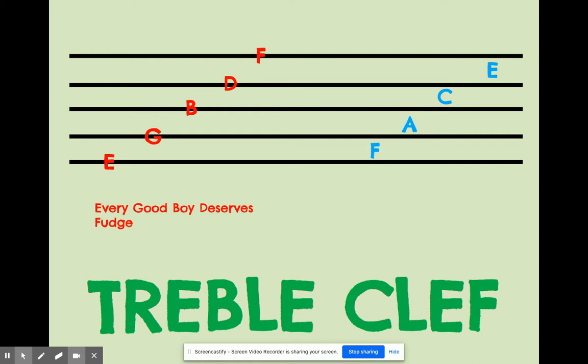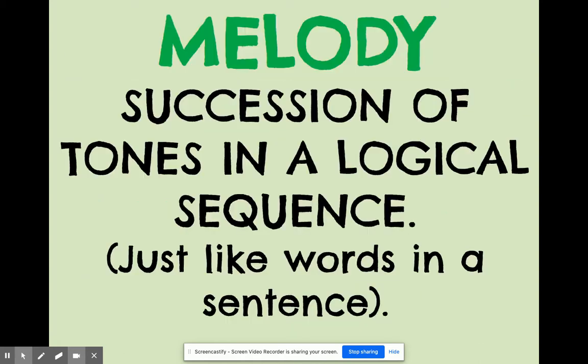The way you can remember that, I'm sure y'all remember this from elementary school, is the notes on the lines are every good boy deserves fudge, and face in the space. Okay, so that is the treble clef staff, which is the only one we're going to be talking about for real. So a melody. Everybody can make melodies all the time. A melody is a succession of tones in a logical sequence, just like words in a sentence. So if you have 5 different notes on a staff in a row, that is a melody, just like having 5 words in a row can be a sentence.